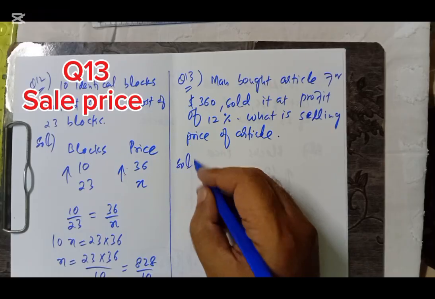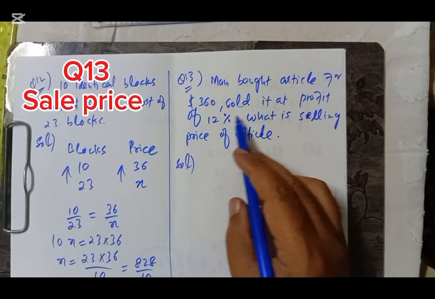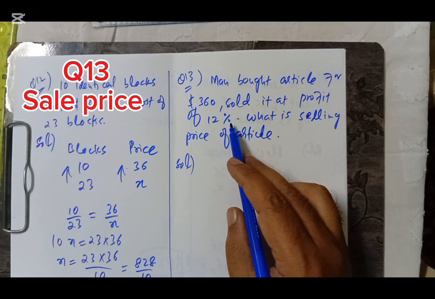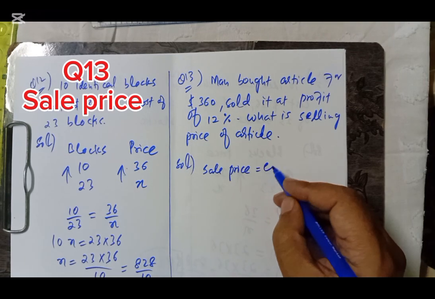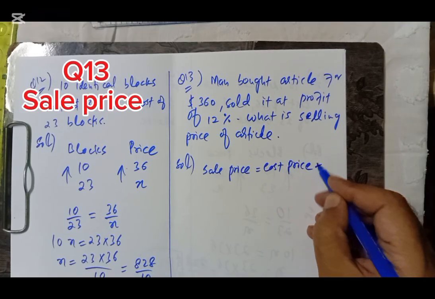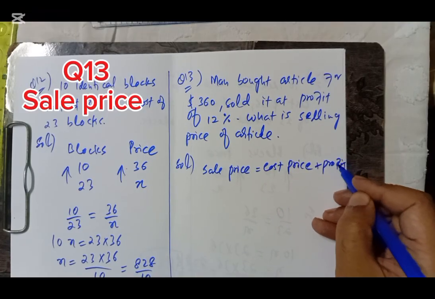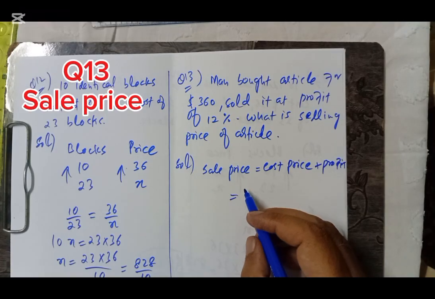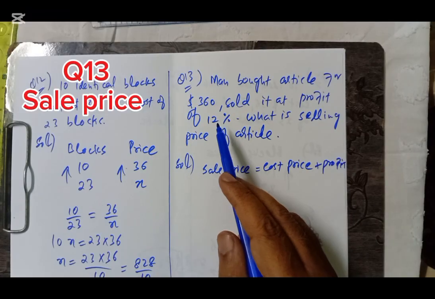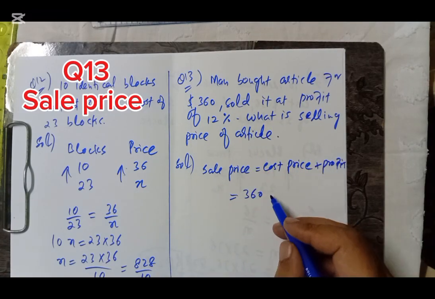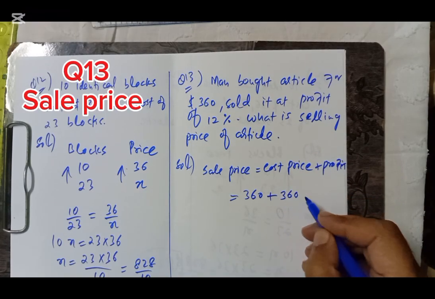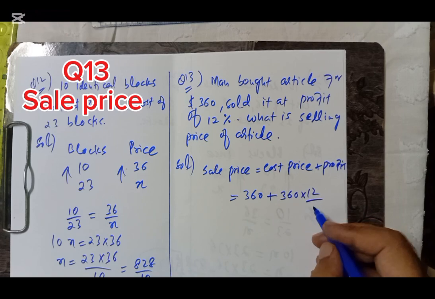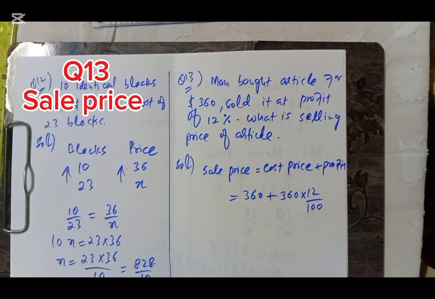Question number 13 says that a man bought an article for $360 and sold it at a profit of 12%. So the sale price should be cost price plus profit. So the cost price is 360. This is the price at which the man bought the article, and the profit is 12% of the cost price, that is 360 multiplied by 12%. Percentage means divide the value by 100.